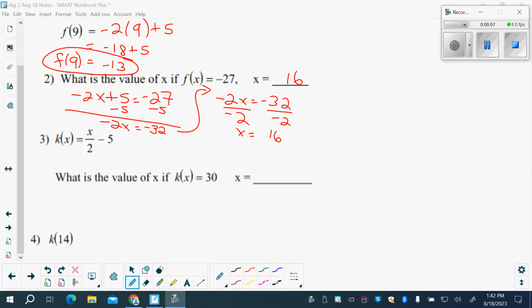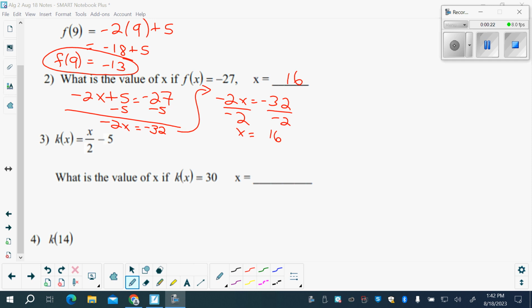So for number 3, we have k of x is x over 2 minus 5, and we want to find the value of x if k of x is 30. So how do we set this one up? x over 2 minus 5 equals 30.